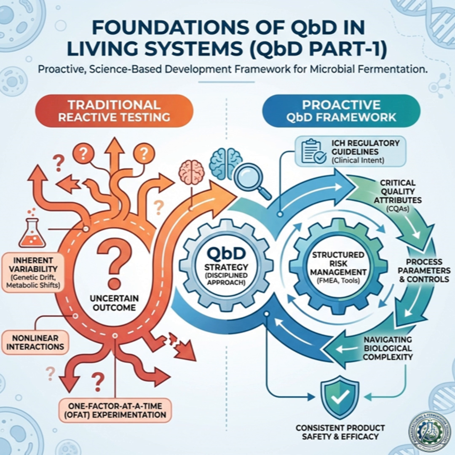Which explains why the old one factor at a time method, OFAT, is such a disaster. It's so dangerous in biology. But it feels so intuitive, right? Yeah. Change one variable, keep everything else constant, see what happens. It feels intuitive, but it lies to you.